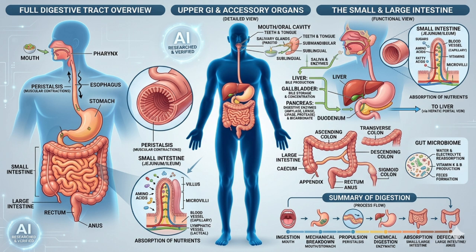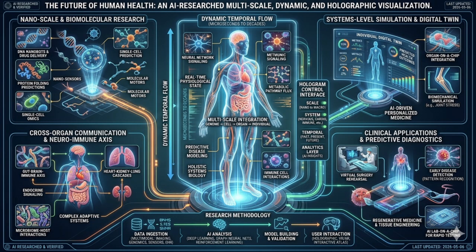Hormonal control: gastrin stimulates gastric acid secretion. Secretin signals the pancreas to produce bicarbonate. Cholecystokinin (CCK) stimulates gallbladder contraction, releasing bile, and pancreatic enzyme release. Nervous system: the enteric nervous system, the gut-brain, manages motility and secretion.